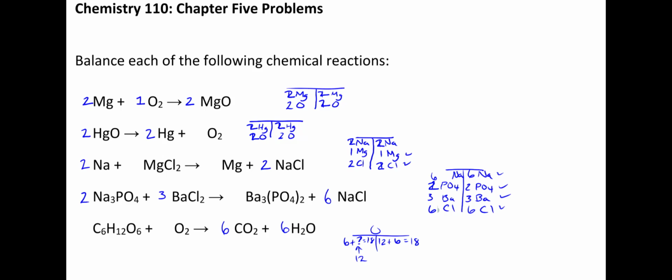And if we've got an O2, to get this to 12, that would be 6 times 2. So 6 times 2 would be 12. So for a total of 6 plus 12 is 18. 6 times 2 is 12, plus 6 is 18. We have 18 oxygen atoms on both sides. And if we'd like, we could go ahead and put a 1 in front of glucose if need be.